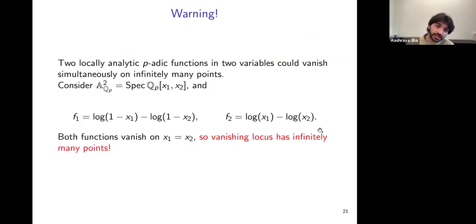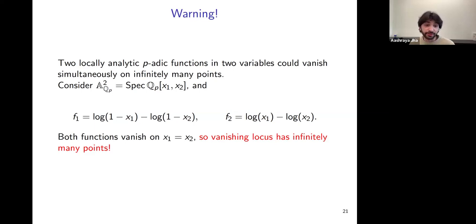Okay, this is false. For example, look at these functions, f1 and f2. These functions are not algebraically dependent. They don't have any nice relationship between them, but they vanish on the diagonal. So the vanishing locus has infinitely many points. So this is bad. This can happen. And so the analysis for finiteness is rather hard over number fields.